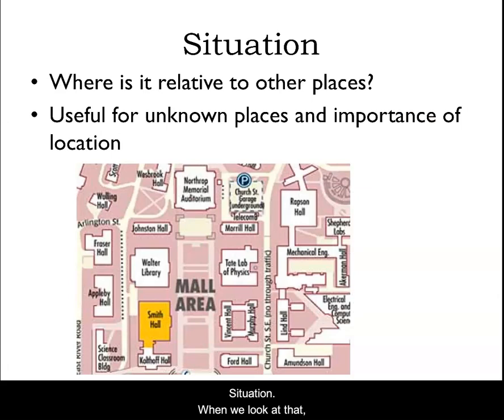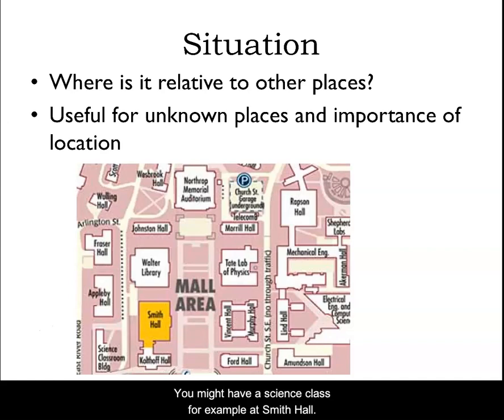Situation, when we look at that, we're talking about what a place is situated by, so what is it next to or what's it nearby. So this map's showing the University of Minnesota, the East Bank. The mall area is a pretty common reference point when you go there for freshman orientation.